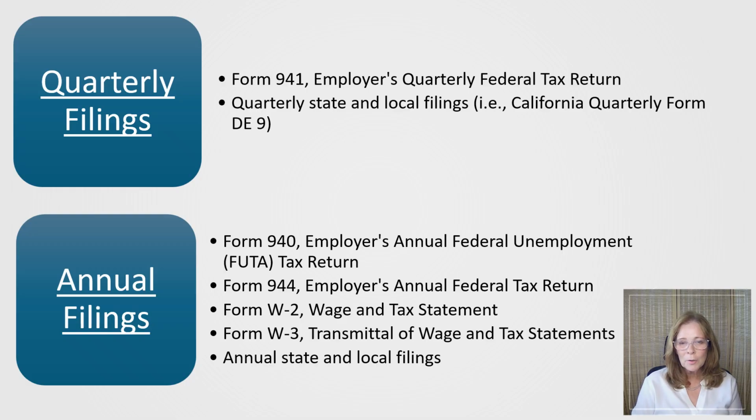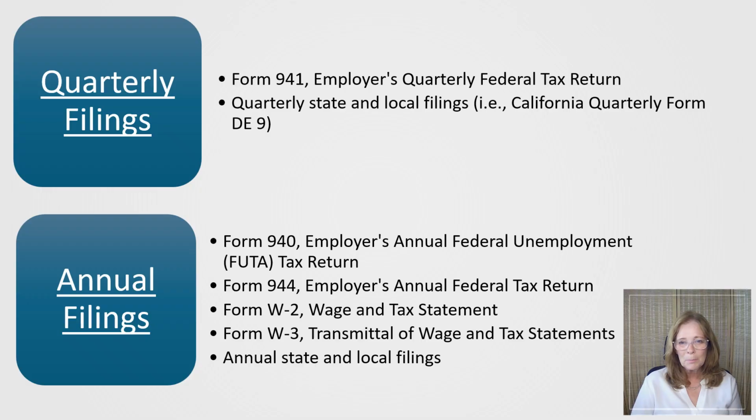Quarterly filings include Form 941, the employer's quarterly federal tax return, as well as the quarterly state and local filings, like, for instance, the California quarterly Form DE9. There may be other quarterly local filings that are required, so it's best to research the required filings thoroughly.